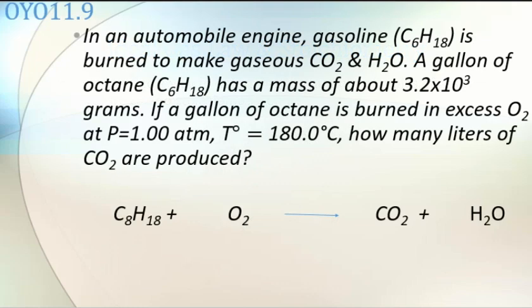Okay, in an automobile engine, the gasoline, C8H18, is burned to make gaseous CO2 and H2O. That is a combustion reaction. A gallon of octane has a mass of about 3.2 times 10 to the 3 grams. If a gallon of octane is burned in excess oxygen, at pressure 1 atmosphere and temperature 180 degrees C, how many liters of CO2 are produced? So here's our equation. What's the very first thing we have to do?